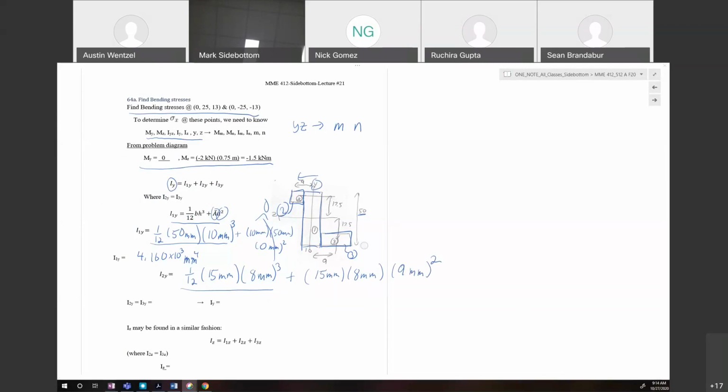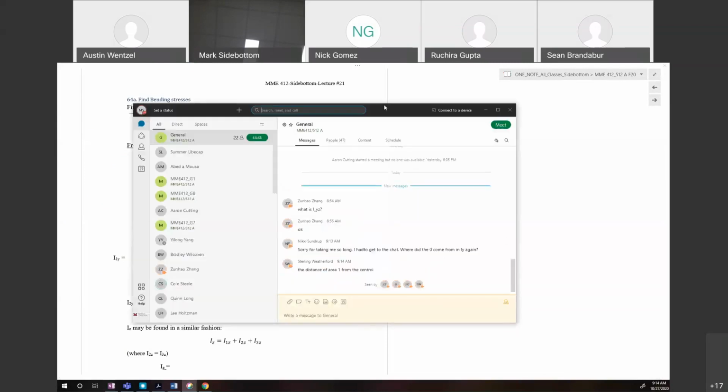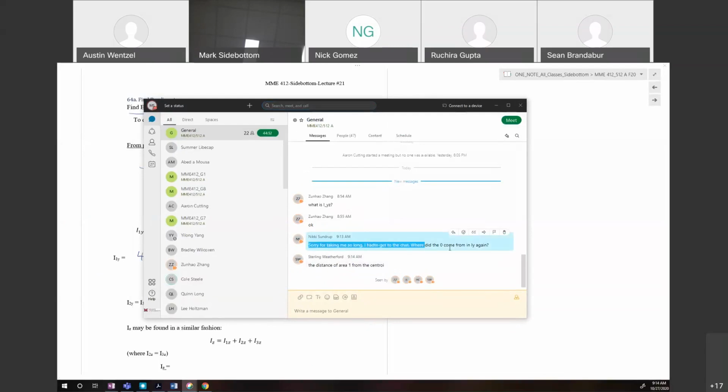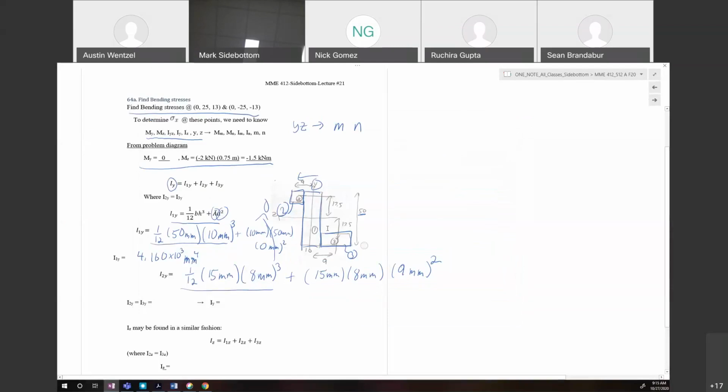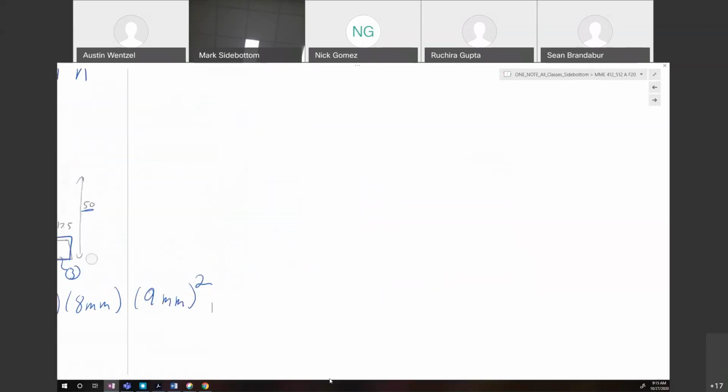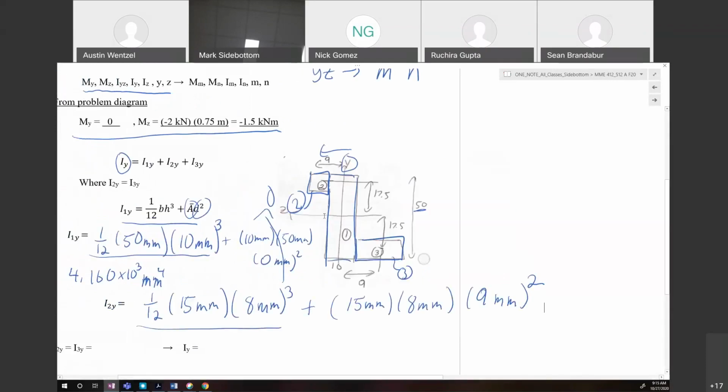All right. So Nikki asked about where the 0 comes from in I1y, and I think Sterling answers it: it's the distance from area 1 to the centroid. So Sterling is absolutely right here. The distance d here is from the y-axis to the centroid of area 1. Now the centroid of area 1 lies on the y-axis, so the distance between the y-axis and the centroid of area 1 would be equal to 0.